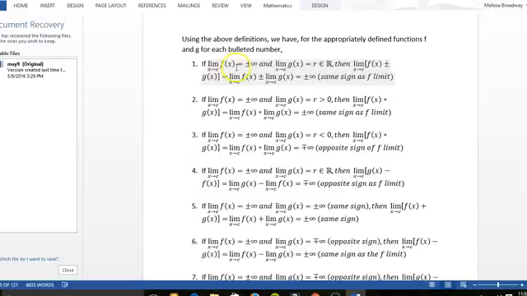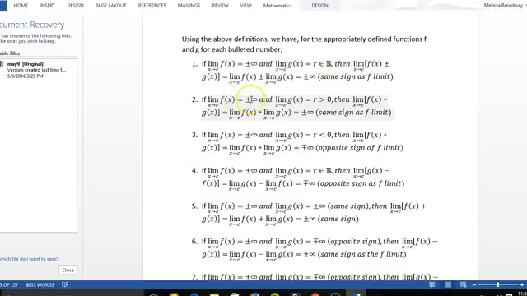Limit as x goes to c of f of x: if this limit equals plus or minus infinity, and if the g limit is just a finite real number, then the limit of the sum is the sum of the limits, which is going to be that same infinity that we had. No sign change, same sign.